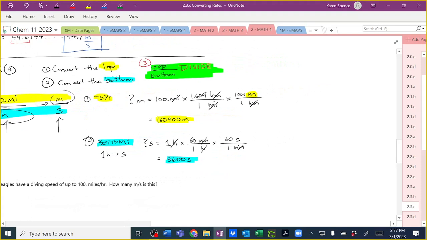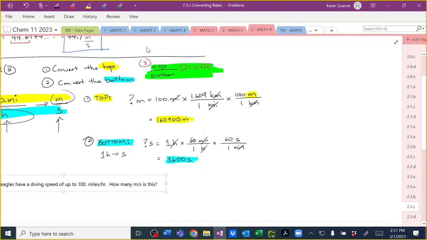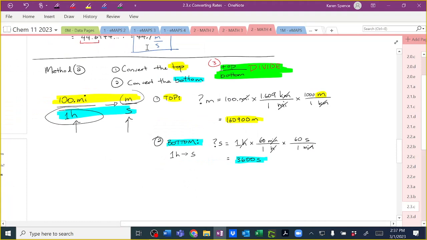Oh, I should just get rid of this here. Delete, cut. That's just in my way. There we go. Oh, not responding. Okay, there we go. No, I want red. There we go.